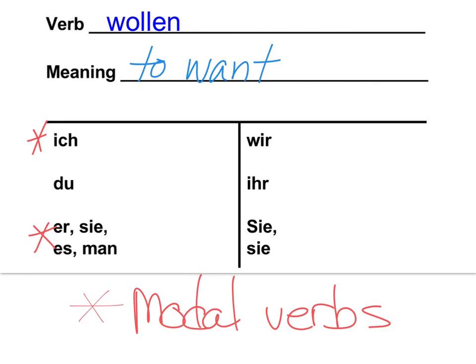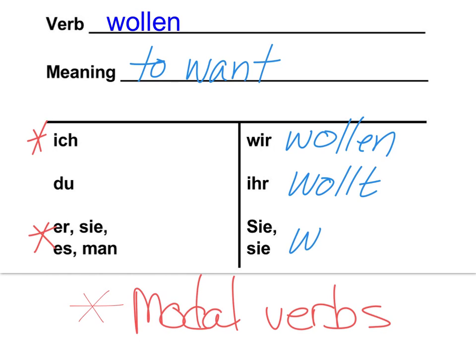So, with modal verbs, the right side is still normal. Left side is sometimes goofy. So let's do the right side first. What's wir going to be? Wollen. What about ihr? Wollt. And Sie and sie? Wollen.